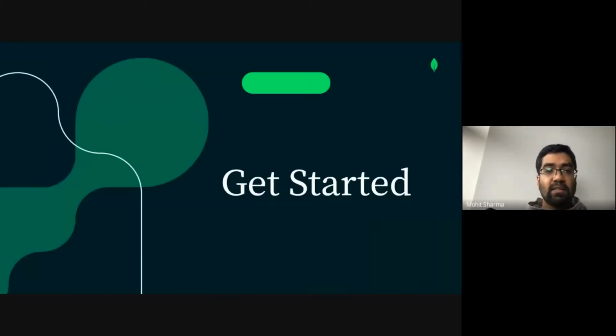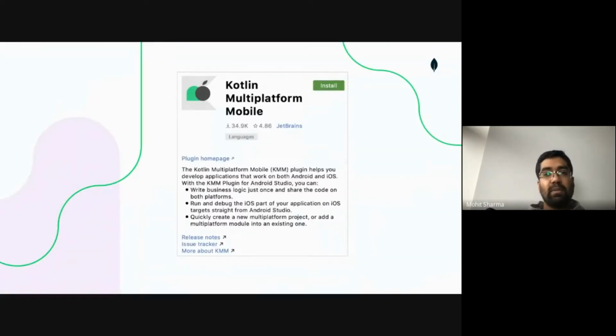So now let's get started and see how to build the Kotlin multi-platform application. Building a Kotlin multi-platform application is very simple. Not much effort is required if you're starting from scratch. If you're using an IntelliJ-based IDE for your development, you can simply install the KMM plugin. With this KMM plugin, it will help you to set up your base project very quickly and simply.